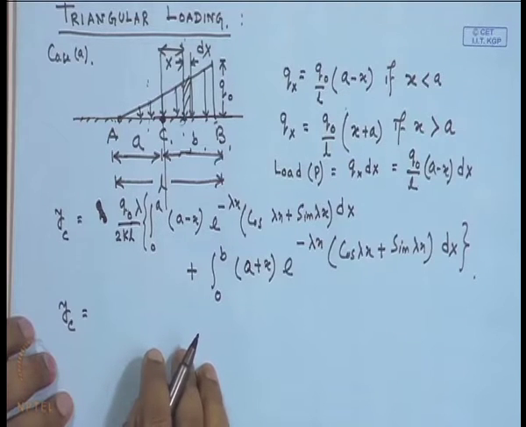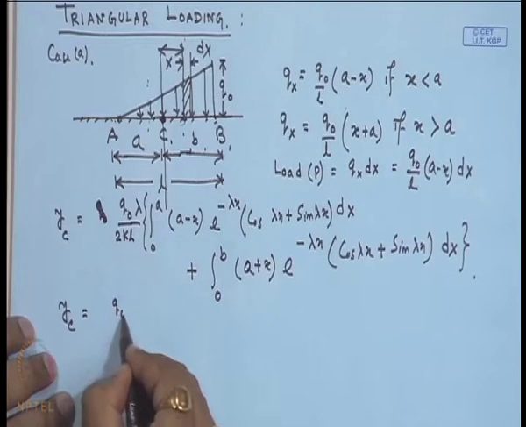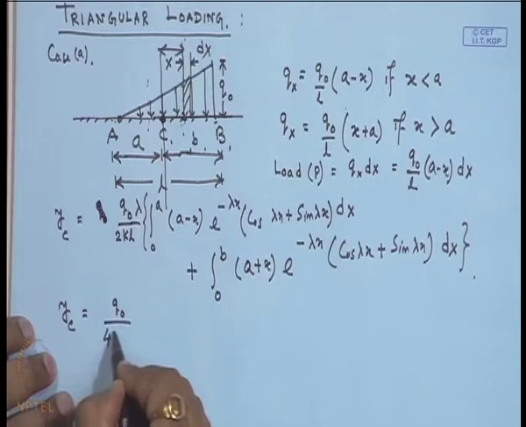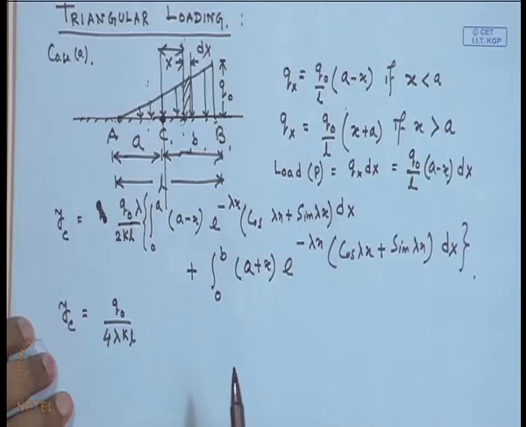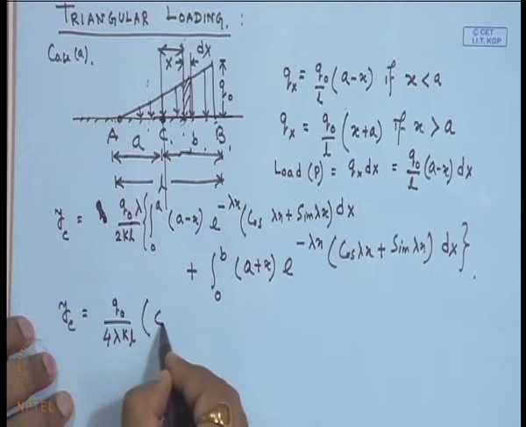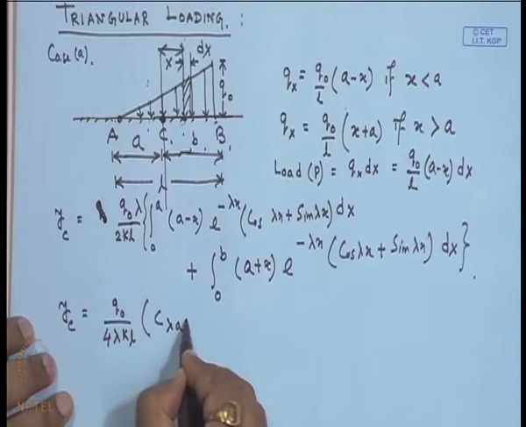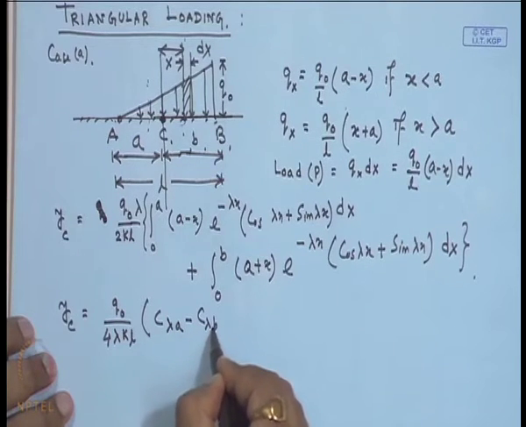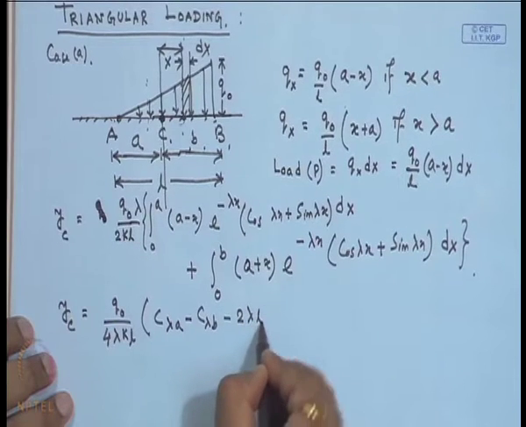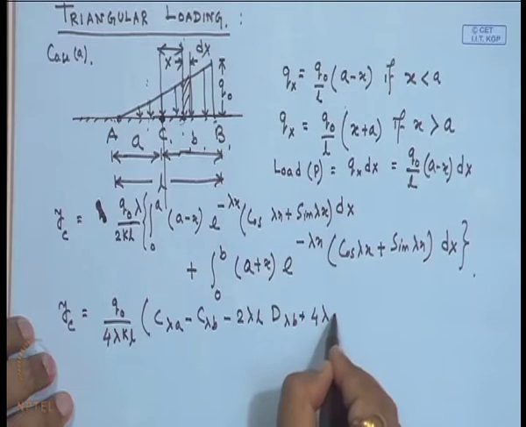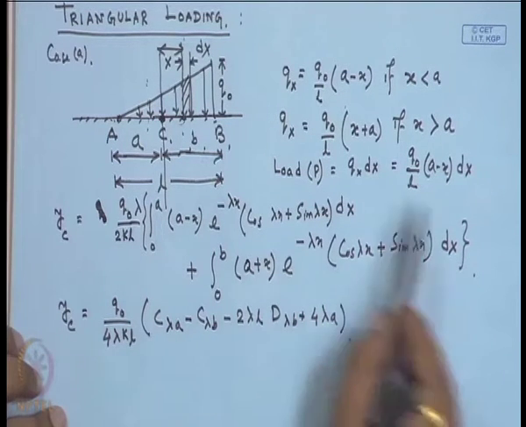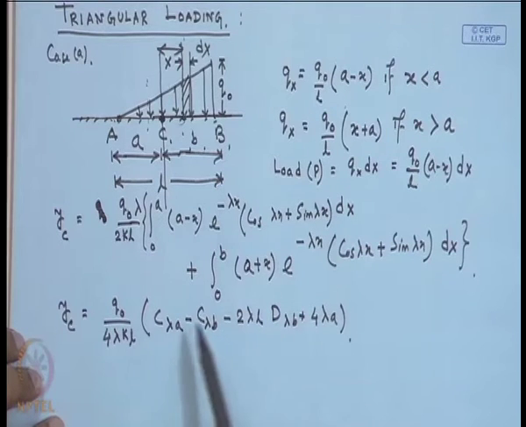Now, once we integrate, after integrating all this expression, the deflection at the center point will be q 0 divided by 4 lambda k L into C lambda a minus C lambda b plus 2 lambda L D lambda b plus 4 lambda a. So, after integrating this expression, the final form will be C lambda a minus C lambda b minus 2 lambda L D lambda b plus 4 lambda a.